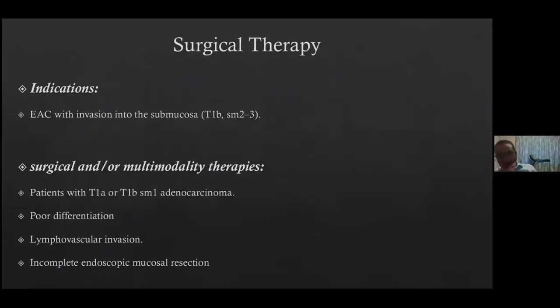Surgical therapy. The indications in esophageal adenocarcinoma with invasion into the submucosa, like we mentioned, T1b SM2 and SM3. The other in between, surgical or multimodality therapy: those patients, like we mentioned earlier, T1a or T1b SM1 can be treated endoscopically. For differentiation, surgical or multimodality therapy is decided according to the MDT meeting or MDT discussion. Lymphovascular invasion, incomplete endoscopic mucosal resection.